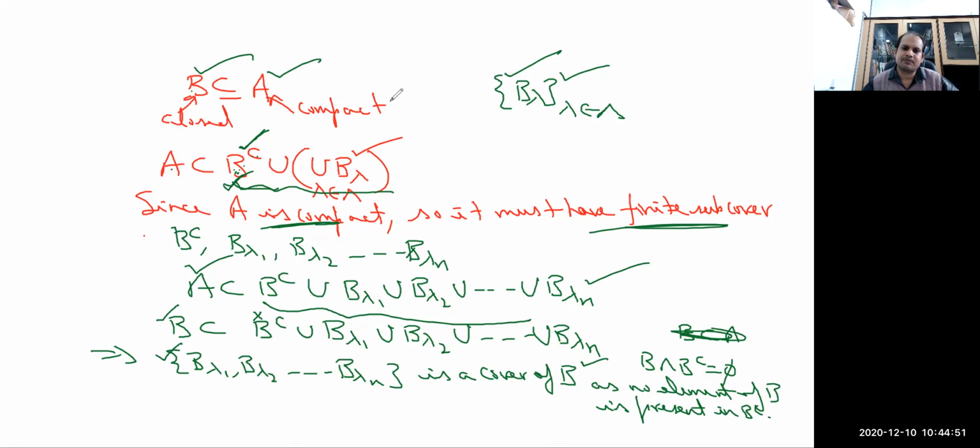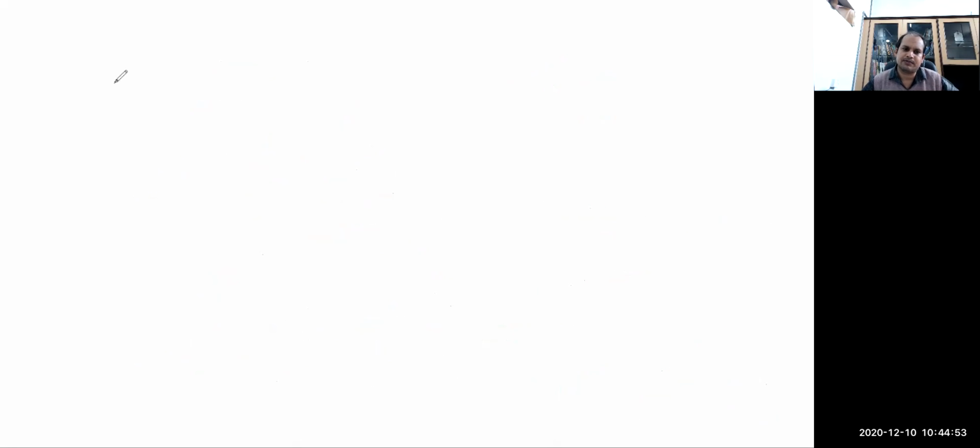For example, if I take A equal to the closed interval 0 1, and B equal to, let me discuss the other cases first.